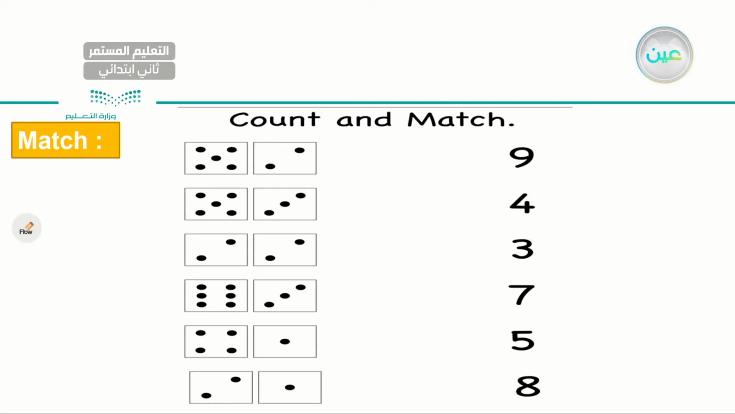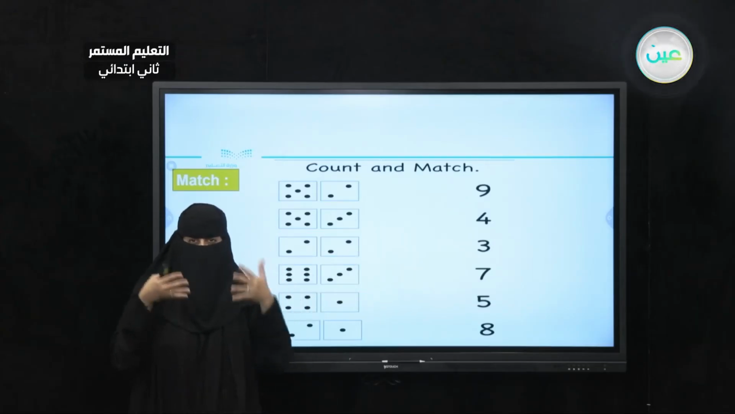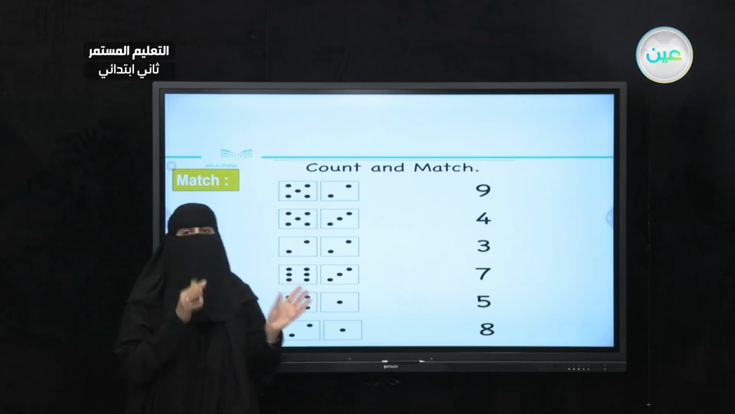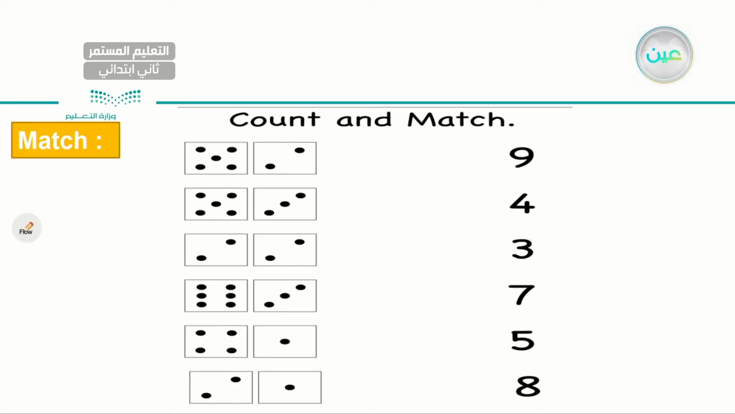Now, try to count first. So here you have some dice to your left, and I have the results of these dice added together. Let's count first and then let's match. So for the first one, I have 1, 2, 3, 4, 5, and I will add 2, so 5 plus 2 equals 7. Very good. 5 plus 2 equals 7.